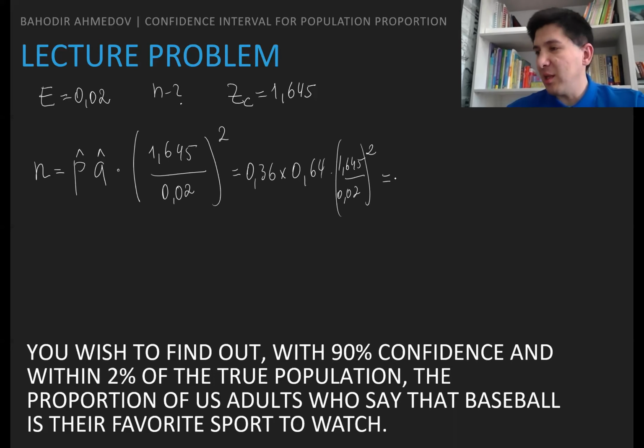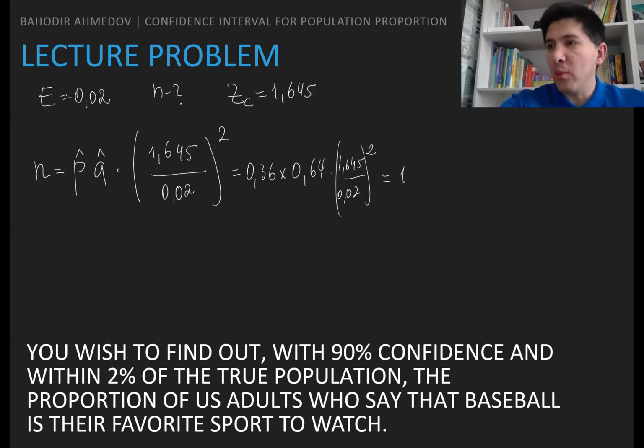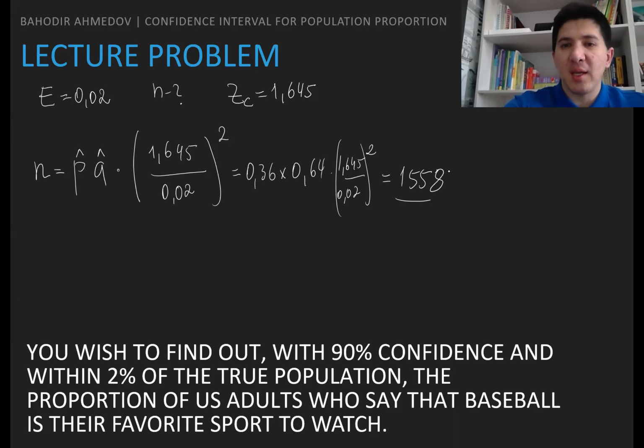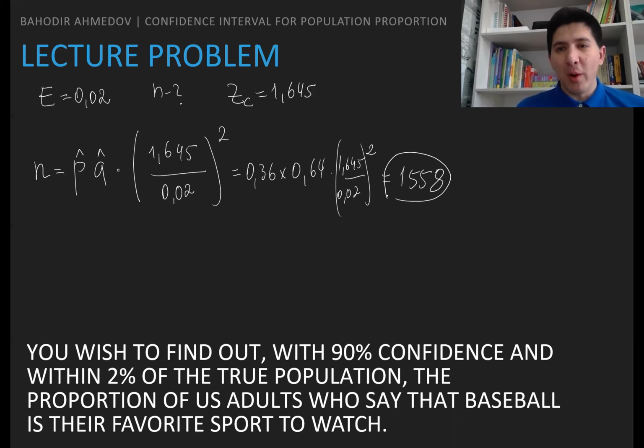If you calculate this, you are going to get the number 1,558. It means that you need to include at least 1,558 people into your sample so that your interval is going to be exactly this width.